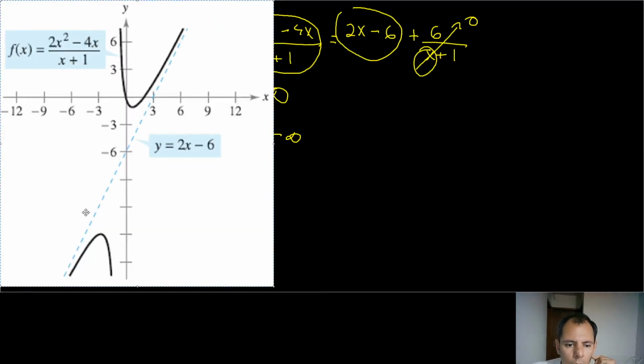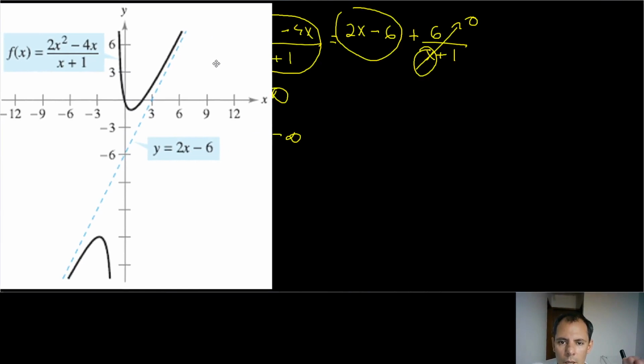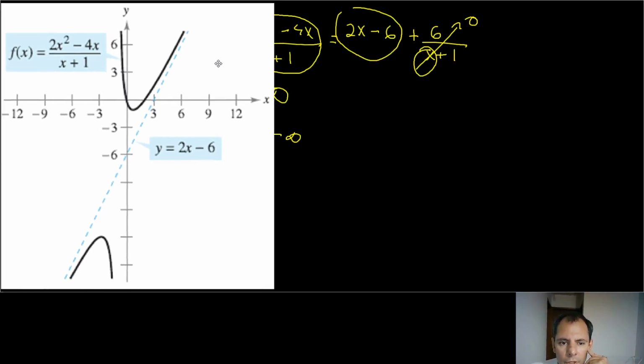See here, the blue line is 2x minus 6, okay? It's not part of the original formula. The original function is 2x squared minus 4x divided by x plus 1. So the graph of this function is going to be these black curves in here.